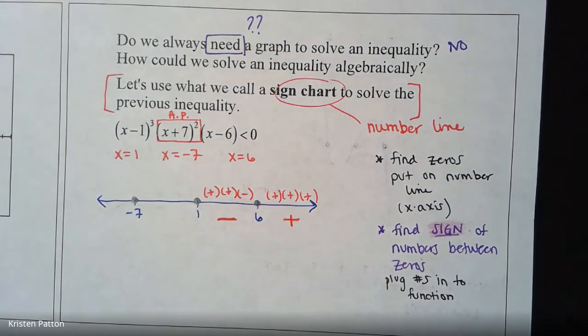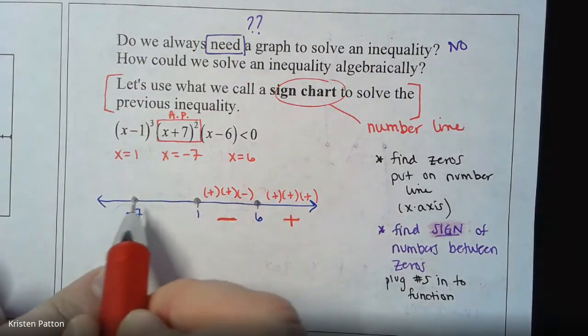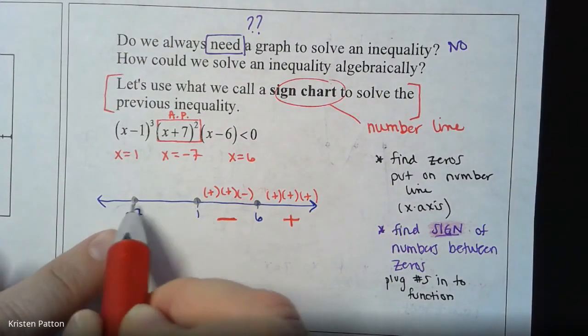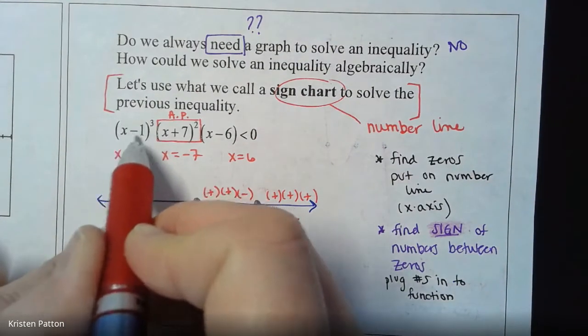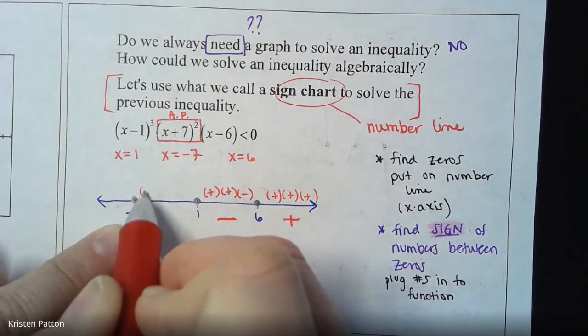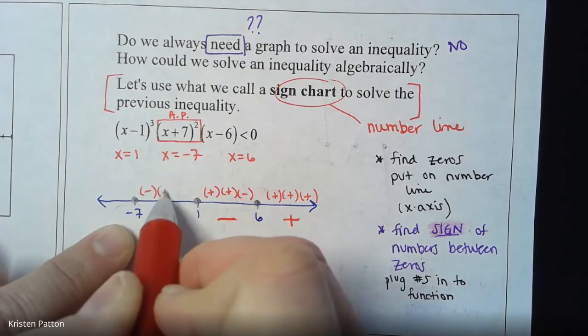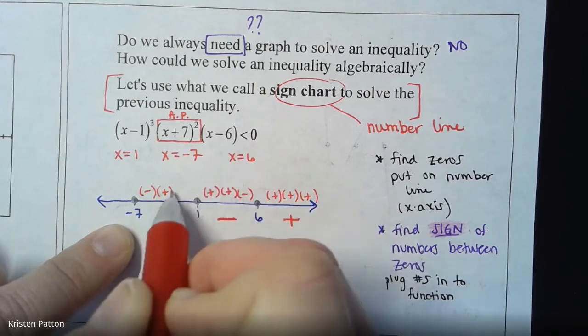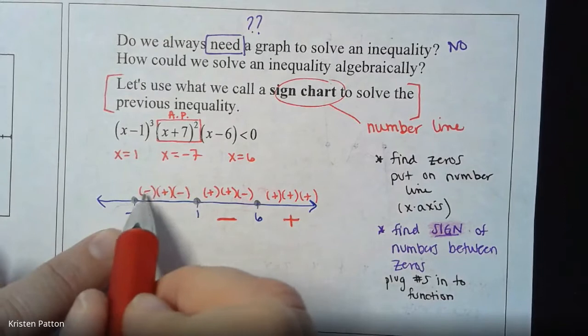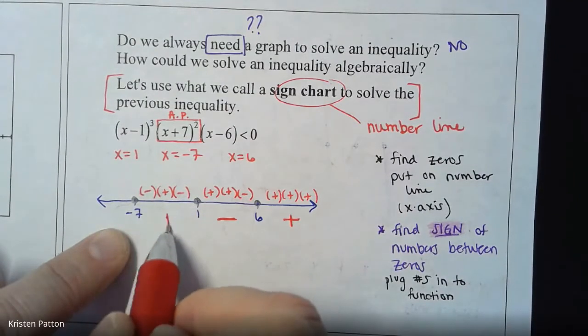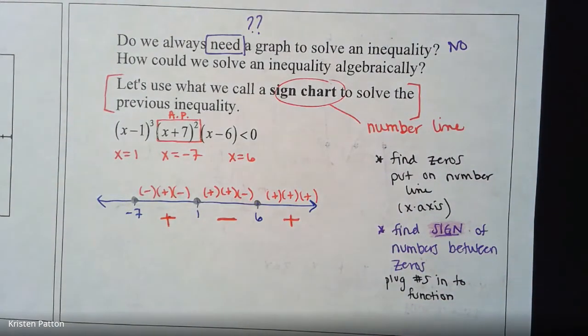I know I'm going slow, but this is saving us the hassle of, does the graph wiggle? Does it bounce? What's the end behavior? Let's go over here, something between -7 and 1. I like 0, honestly. When I plug in a 0 here, I get a negative. And when you cube a negative, it's still negative. This second piece is always positive. When I plug in a 0 here, I get a -6. So negative. And putting the negatives together, I get a positive times another positive is a positive.